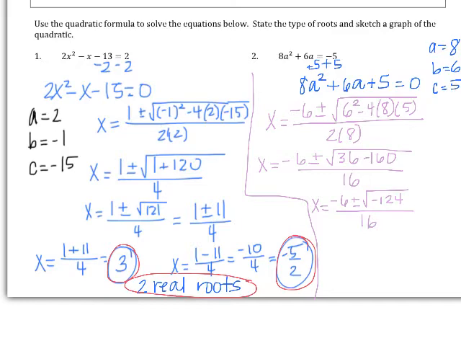Off to the side, I'm going to break up negative 124. A perfect square that goes into that is negative 4 times the square root of 31. We learned last unit that the square root of negative 4 is 2i. So now I have x equals negative 6 plus or minus 2i times the square root of 31, all divided by 16.